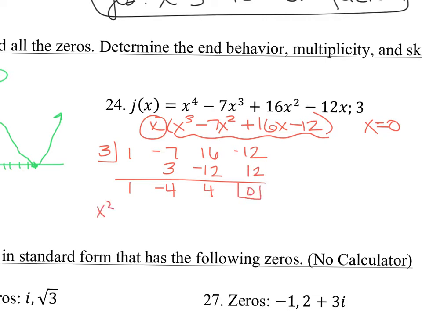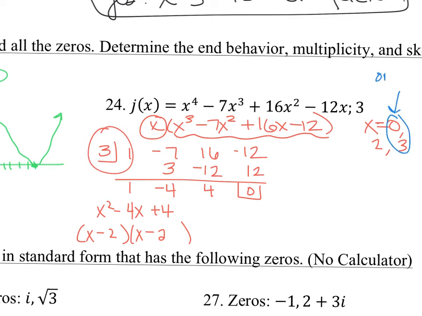So now I'm left with x squared minus 4x plus 4. So now I can go ahead and factor this. Factors of 4 that make negative 4, negative 2, and negative 2. So x equals 0 is one solution, another solution is 2, and another solution is 3, because that's the one that I did up here. You don't want to forget that one. So 0 and 3 have an odd multiplicity. They both have multiplicities of 1. 2 has a multiplicity of 2. It has an even multiplicity.